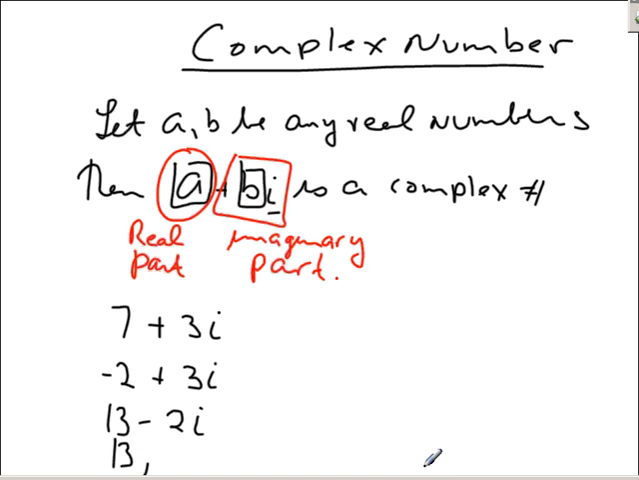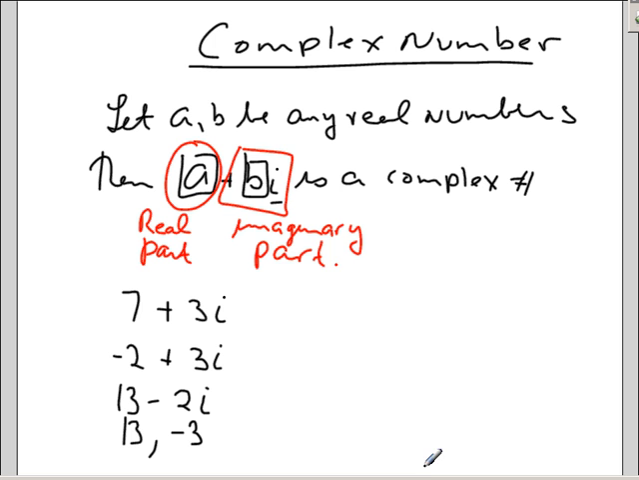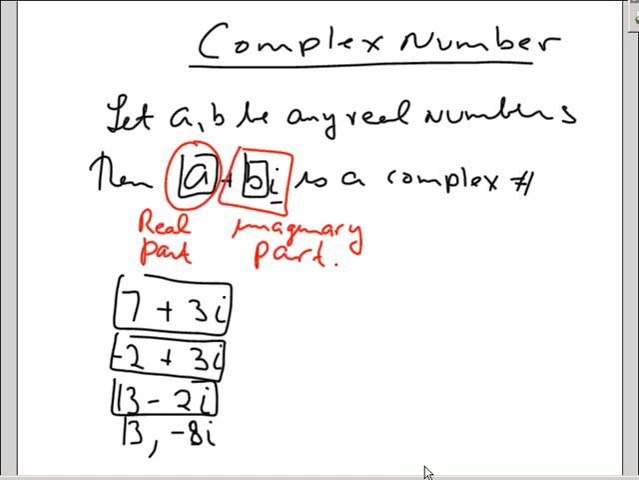Right now, 13 is the last one, and the next one will be the last one, negative 8i. The last one is not 13 minus 8i. I just ran out of space on my board. This is one problem. This is the second problem. This is the third problem. The number 13 alone is the fourth problem. And negative 8i is the fifth problem.